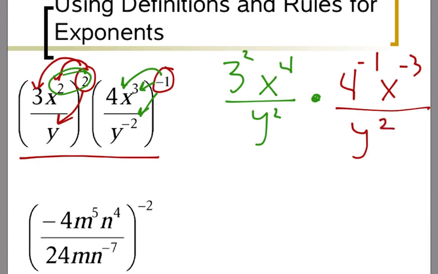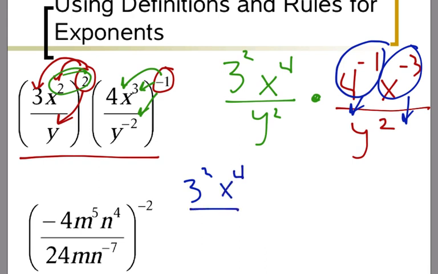And then the way that we do fractions is that we'll multiply straight across eventually after we cancel stuff, but before we do that I have to have all positive exponents, so these need to move down to the bottom. So I'll rewrite to be 3 squared x to the fourth over y squared times 1 on top over 4 x to the third y squared.